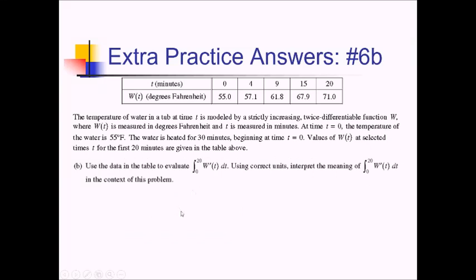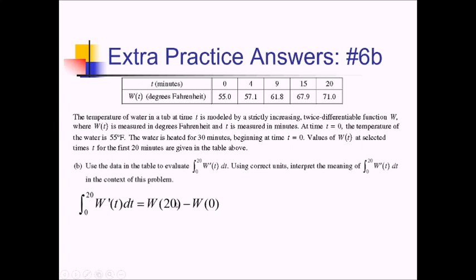Our next task on this problem is to use the data in the table to evaluate the integral from 0 to 20 of W prime of t dt. So we can actually use the fundamental theorem on this. The antiderivative of W prime is just W. So we're essentially evaluating W from 0 to 20, which means we're going to have W of 20 minus W of 0. Again, this is just the fundamental theorem with the antiderivative of W prime.